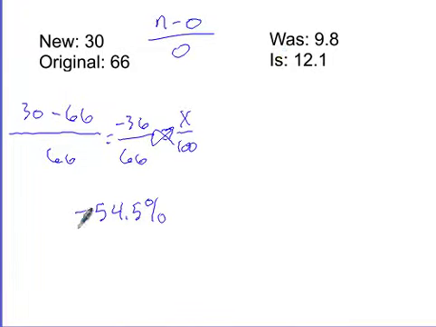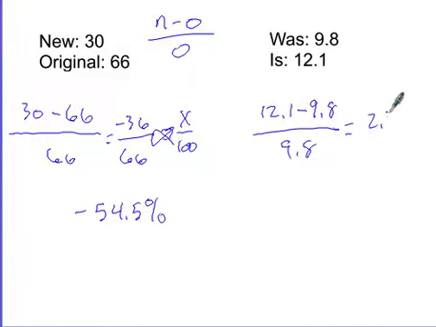Was and is, these are different words, but which one's which? Is is new, so 12.1 minus 9.8 over 9.8. 12.1 minus 9.8 is 2.3 over 9.8 equals x over 100.